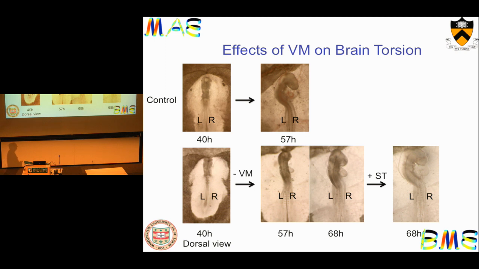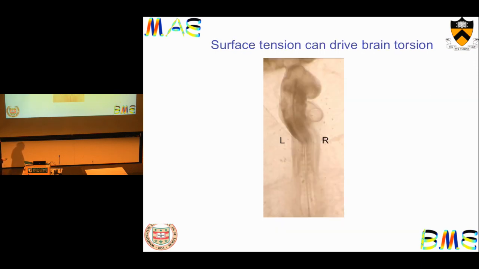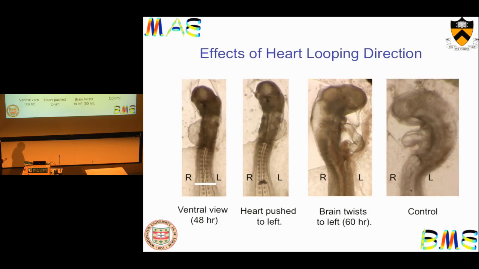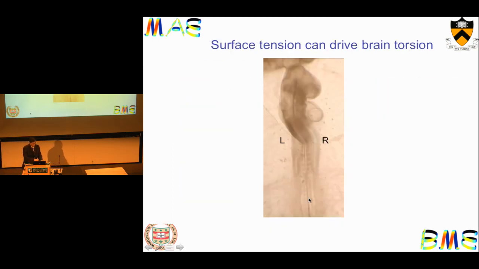And we can actually apply an alternative force that can cause the brain to twist immediately, and that's through fluid surface tension. I'm going to show you the experiment momentarily. So these results support our hypothesis that the vitelline membrane is necessary for normal brain torsion. So here's the movie.